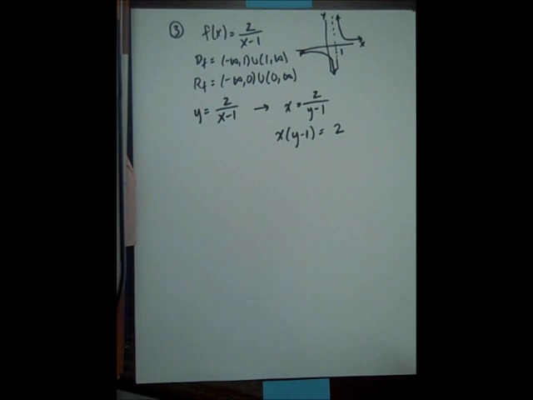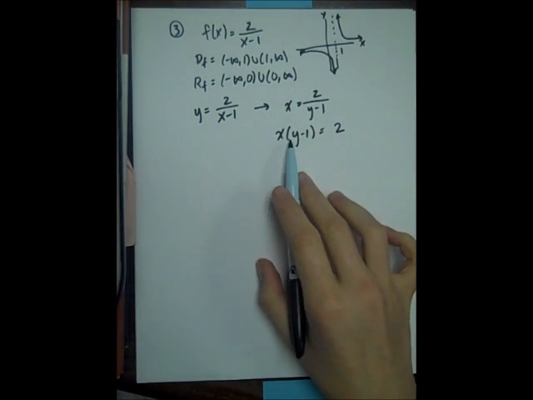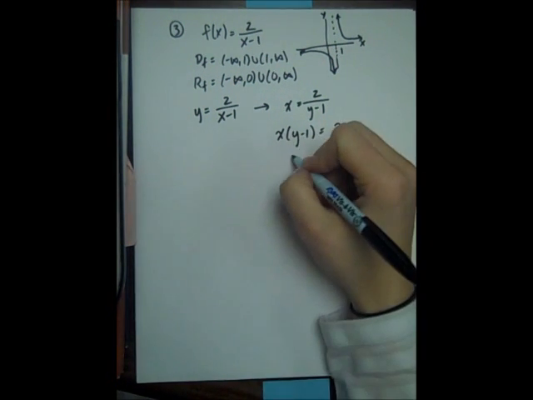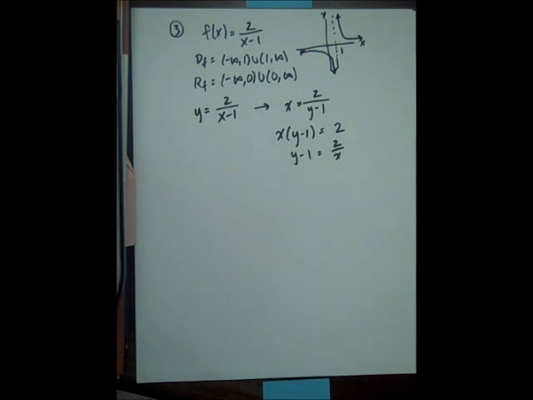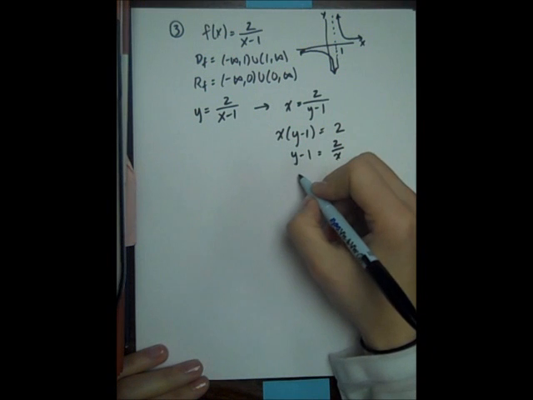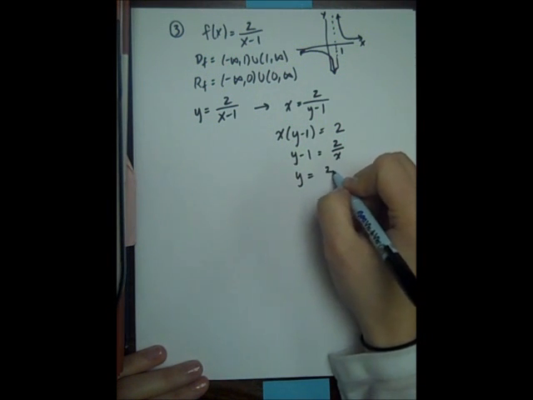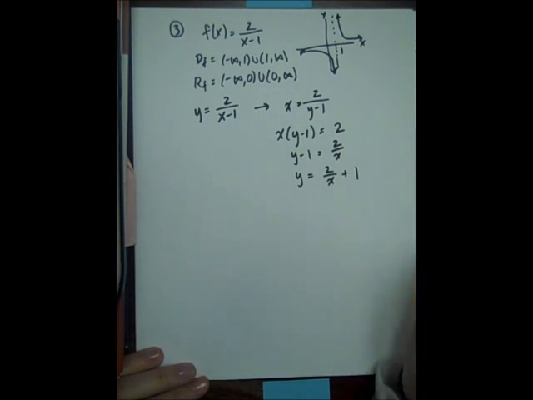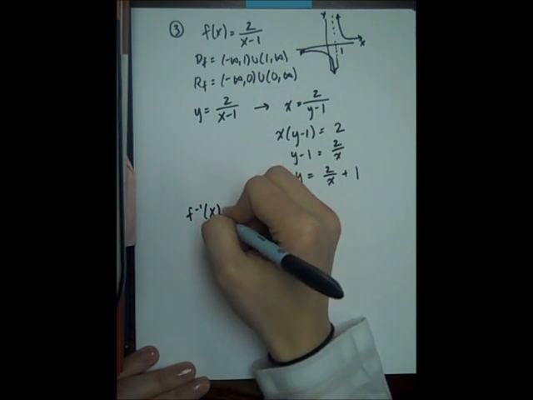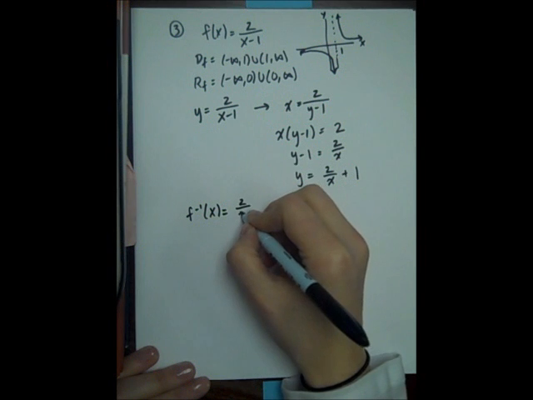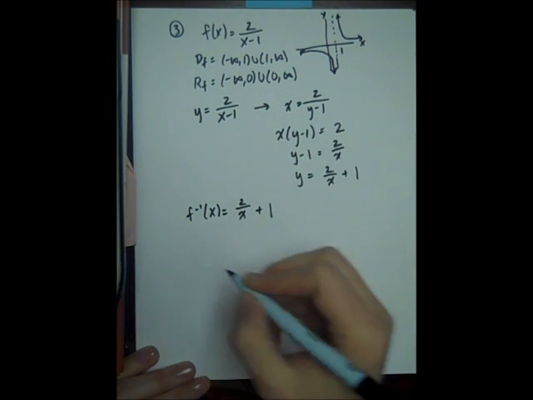You have a couple options here. You could either divide by x or you could distribute the x. Let's go ahead and just divide by x. So I'll get y minus 1 is 2 over x. And then lastly, let's add 1. And that gives me my inverse. So my inverse is going to be 2 over x plus 1.